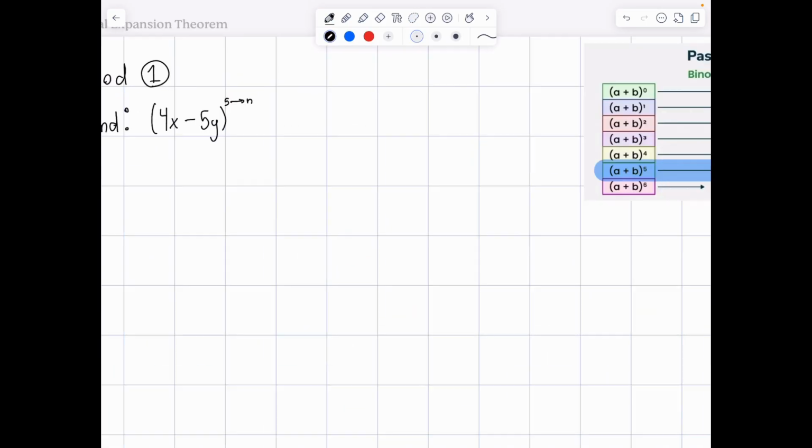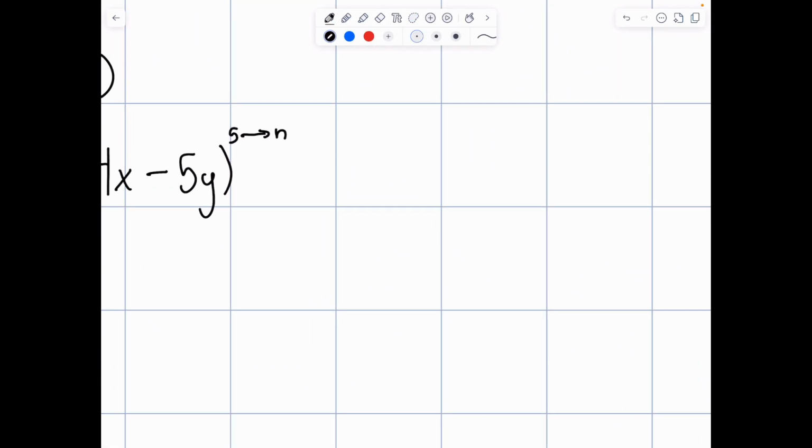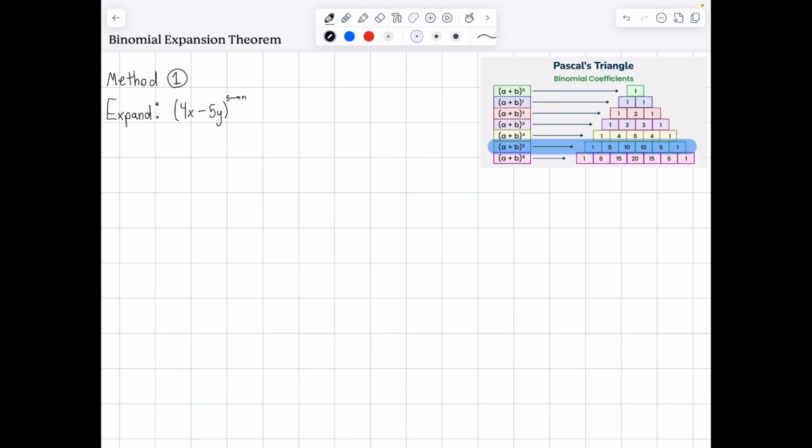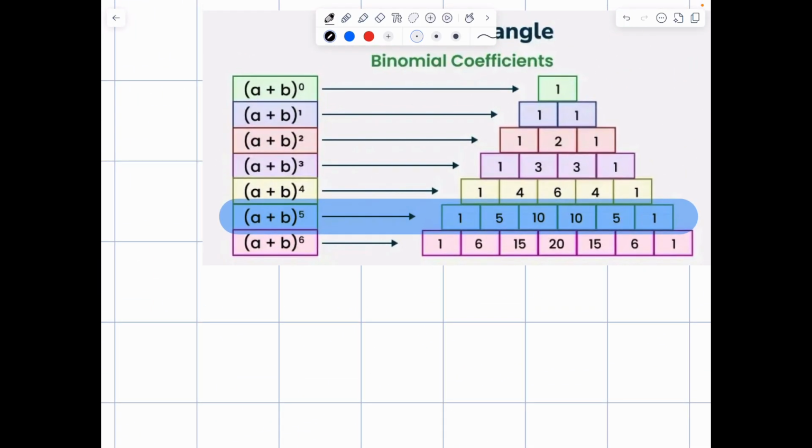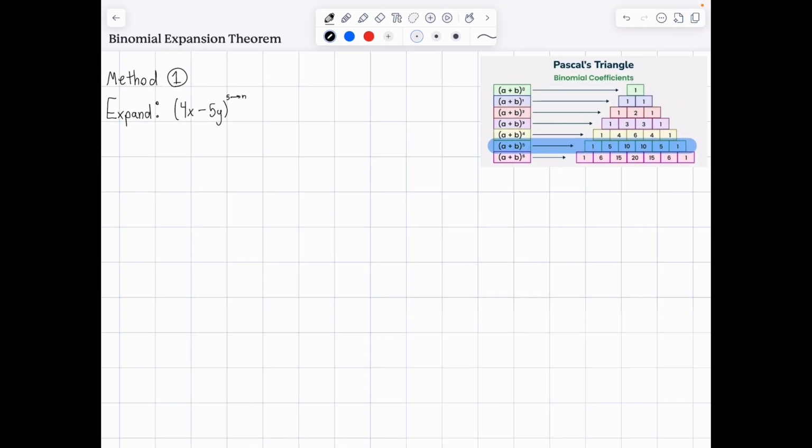So our first step, we're going to see that n is 5, our exponent is 5. So we're going to take a look at the fifth row of Pascal's triangle, and we're going to look at the numbers in that row. We have 1, 5, 10, 10, 5, and 1, as I highlighted in blue. So we're going to take these numbers, and they're going to become our coefficients. So we have 1, 5, 10, 10, 5, and 1.